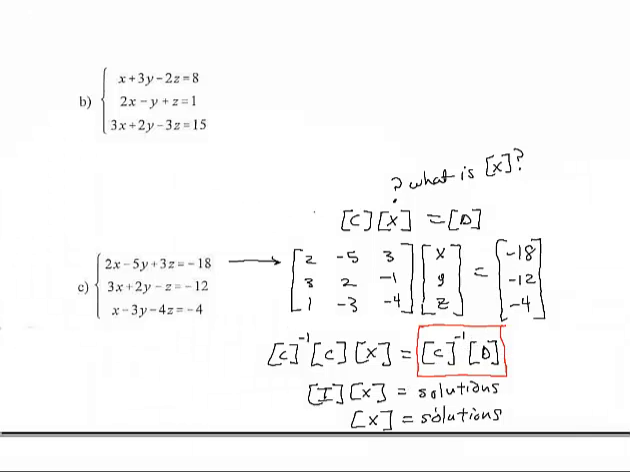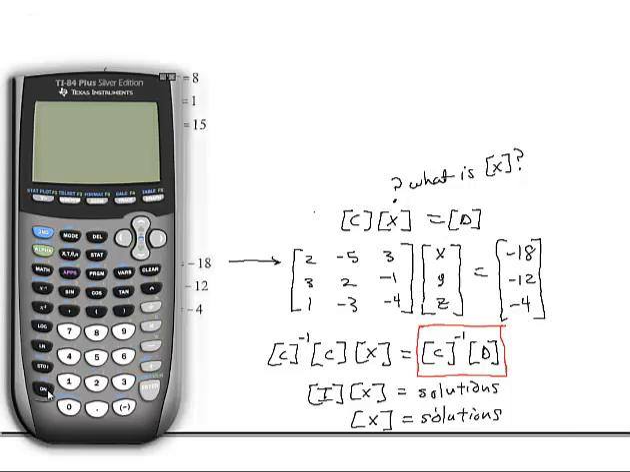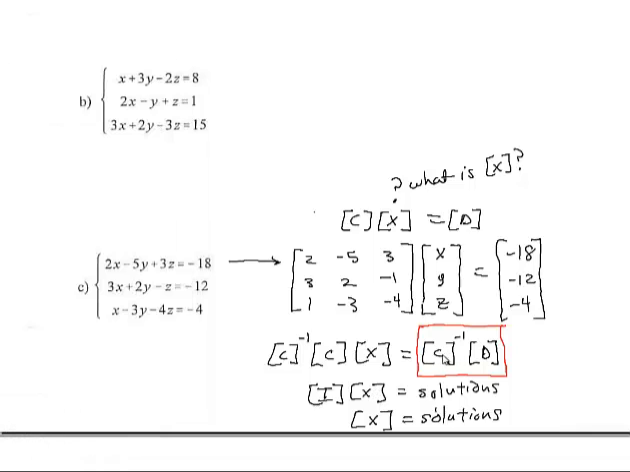So pull our calculator up, go back to our matrix screen, edit C. It's still a 3 by 3, and we have new numbers: 2, -5, 3, 3, 2, -1, 1, -3, and -4. Alright, so we have C, we've got that right here.